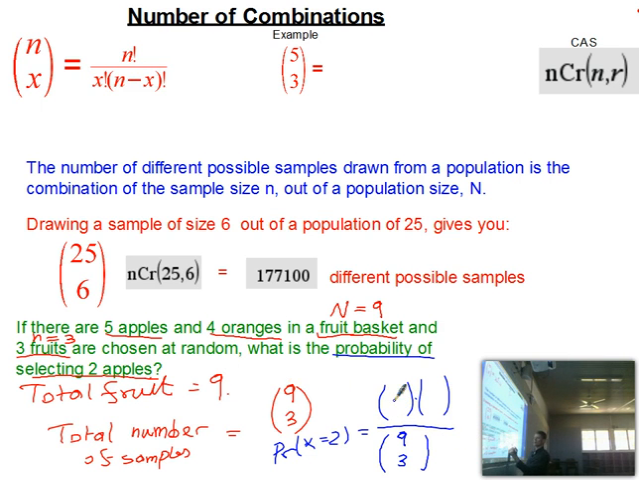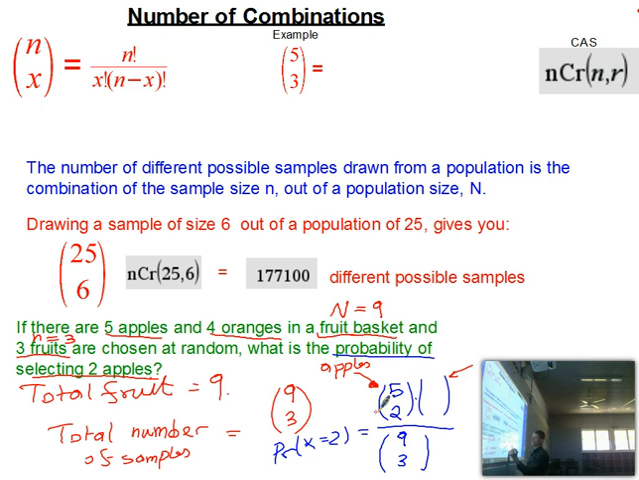So first off, we're interested in getting these 2 apples. So we've got 5 possible apples to choose from, and we want to pick 2 of the apples. So this combination looks at the number of ways we could select 2 apples from a possible 5. This one identifies the apples.